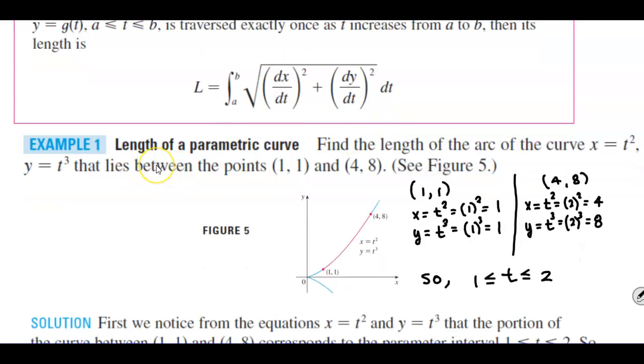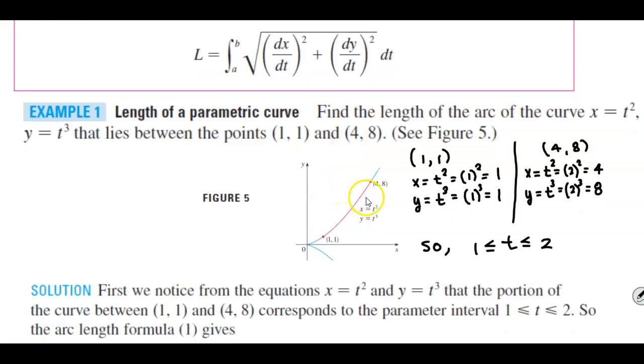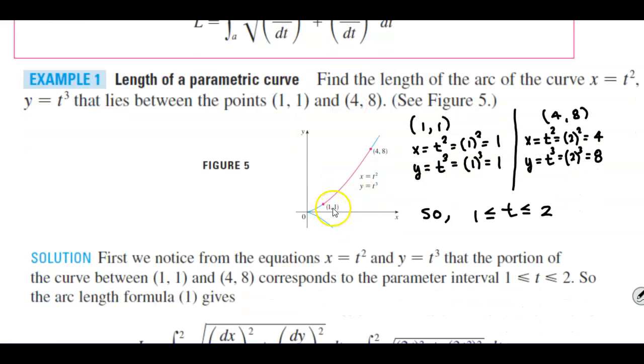Now for example number 1, we want to find the length of a parametric curve. We find the length of the arc of the curve x is equal to t squared, y is equal to t cubed, that lies between the points (1, 1) and (4, 8). And here's the figure. So here we have our point (1, 1). We have our point (4, 8). We know that x is equal to t squared. We know that y is equal to t cubed.